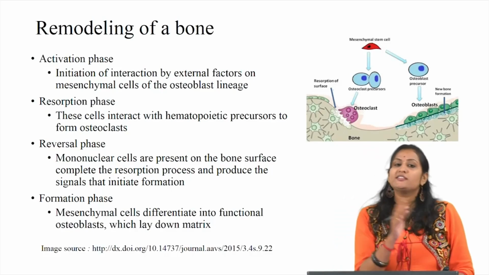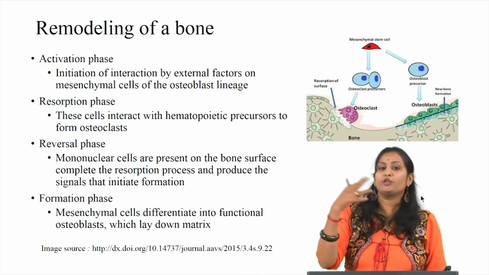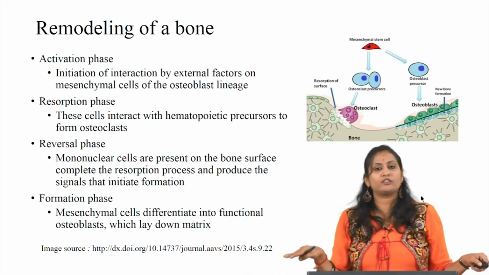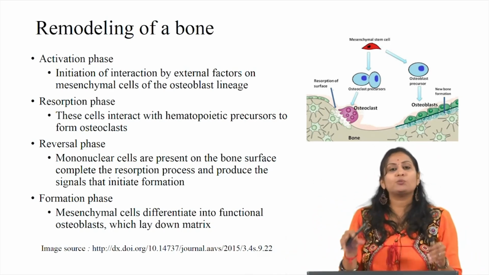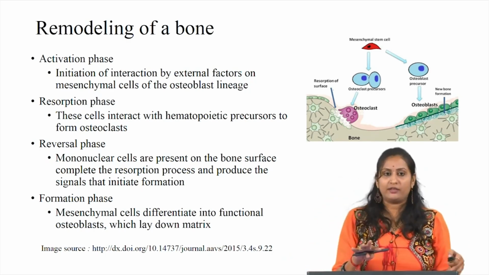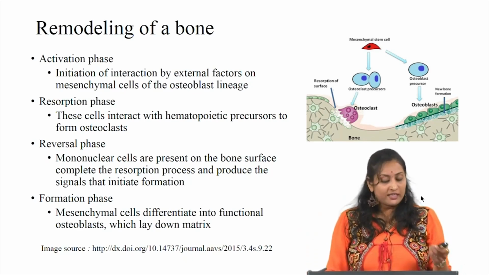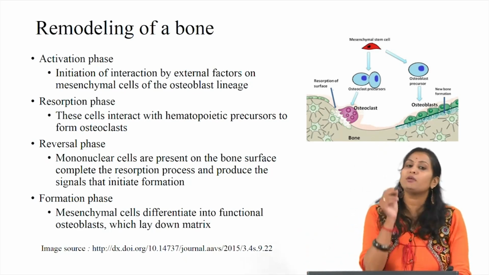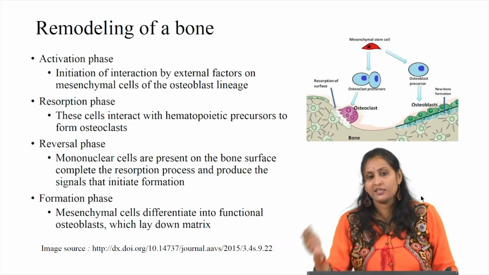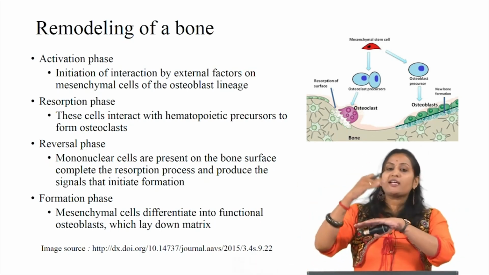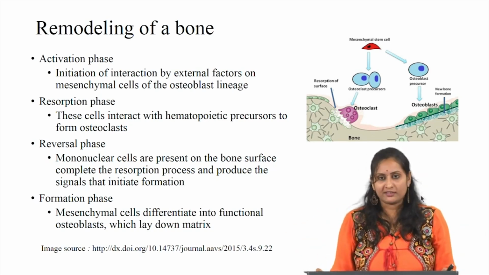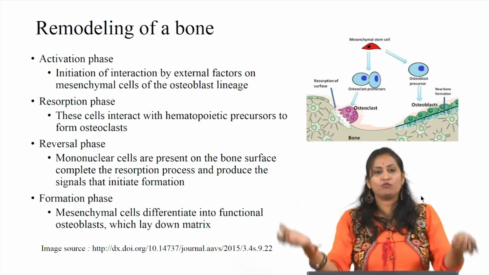The resorption phase is where the cells interact with the hematopoietic precursor to form osteoclasts, and in the reversal phase, the complete resorption of bone by osteoclasts takes place and initiates the formation phase. In this formation phase, mesenchymal osteoblastic cells will start to produce osteoblasts which fill the cavity resorbed by the osteoclast, thereby laying down the bone matrix. So, this is how the remodeling of bone occurs.